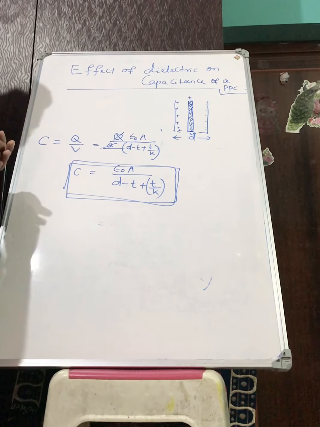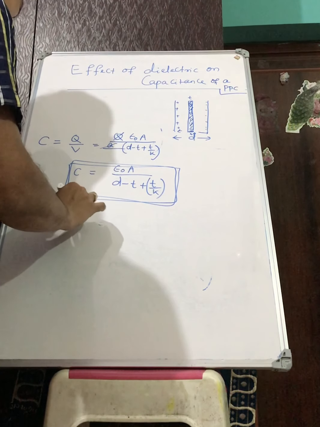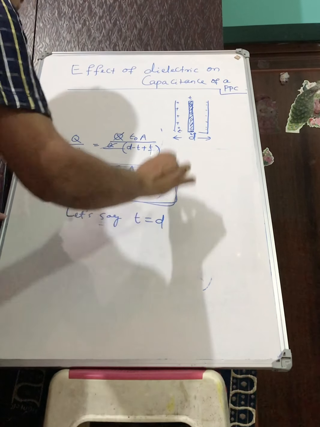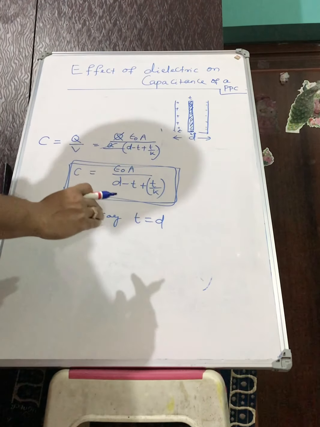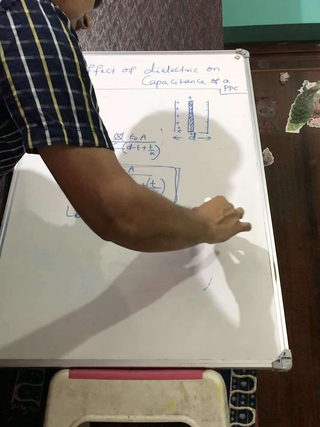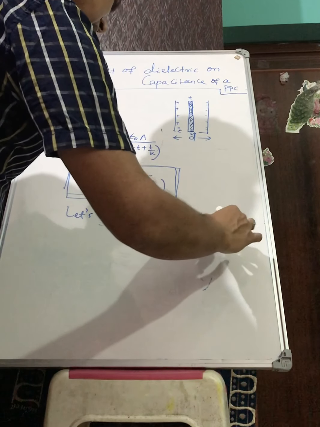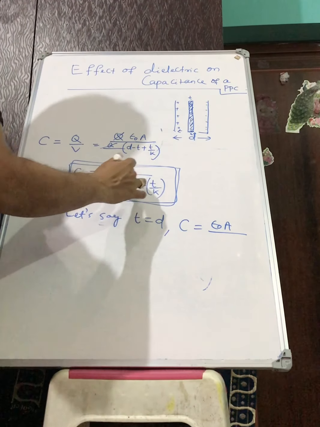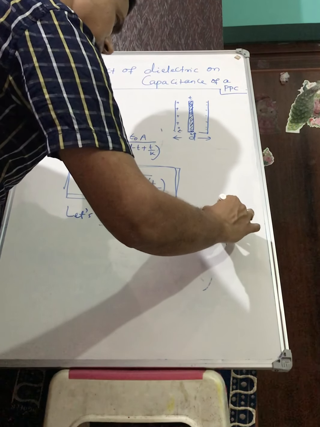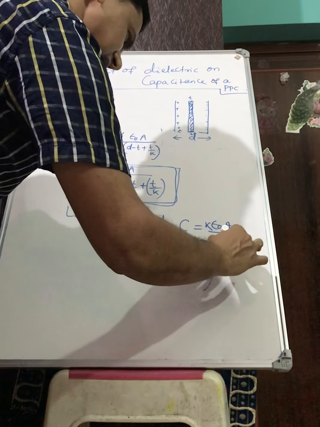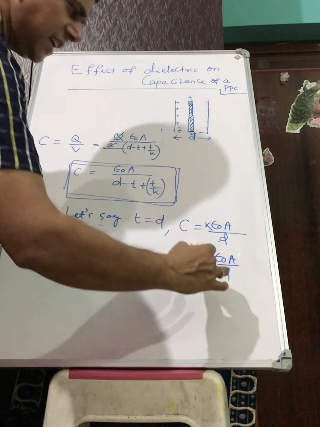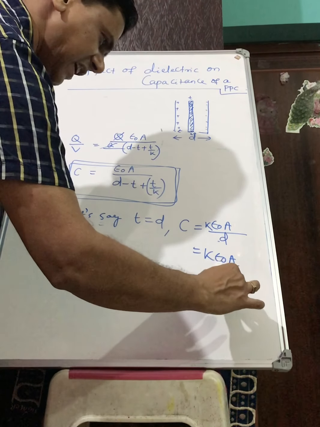We can very well verify this by taking, let us say, T equal to D. If I fill the whole region with a dielectric of dielectric constant K, then capacitance will be how much? It will be epsilon 0 A by D minus D, that is 0, plus D by K. So this D by K, that K will go up. It becomes K epsilon 0 A by D. Already epsilon 0 A by D we have written as C0, so it becomes K into C0.